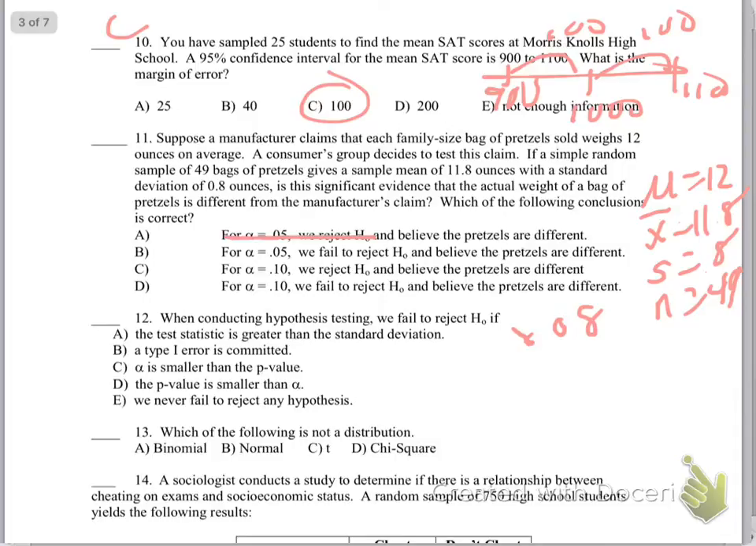Okay, here it is. If it's 0.05, we would fail to reject. But remember, if we fail to reject, we go with H0. We mean that they are not different. Okay, so it's 0.10 is okay here, and we believe that they are different.